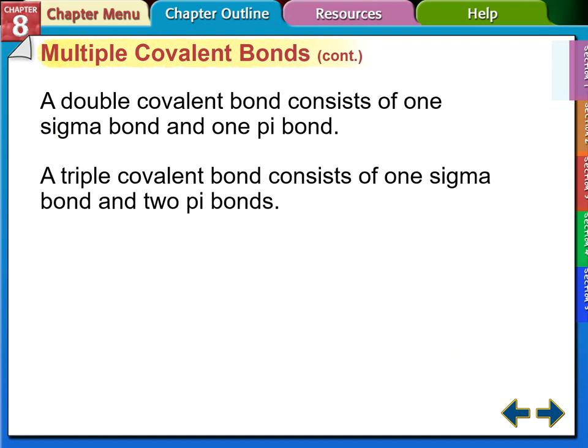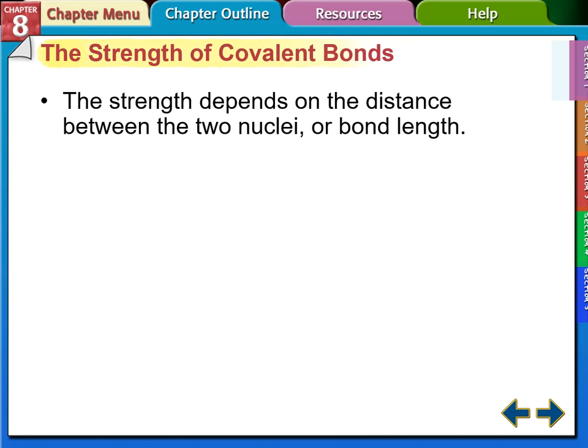A double covalent bond consists of 1 sigma bond and 1 pi bond. A triple bond consists of one sigma bond and two pi bonds. So you always have one sigma bond with each of these bonds, whether it's single, double, or triple. You only have one sigma bond. If you have a double, you add a pi bond. If you have a triple, you add two pi bonds. So that's what you need to memorize for the sigma and pi bonds. We're not going to get into it much more than that in this class.